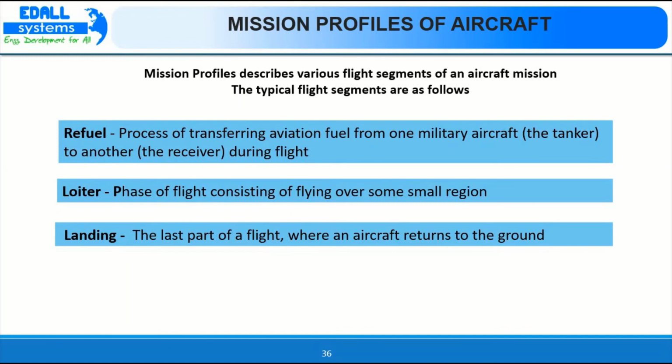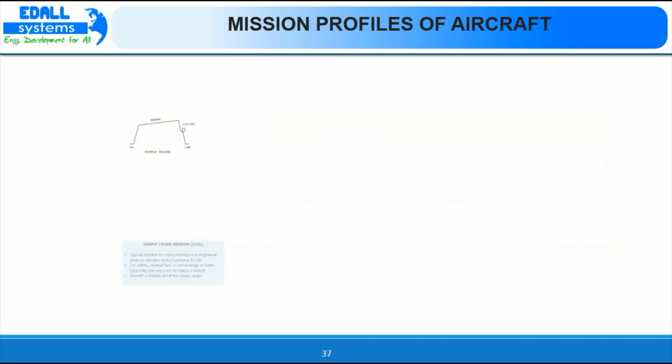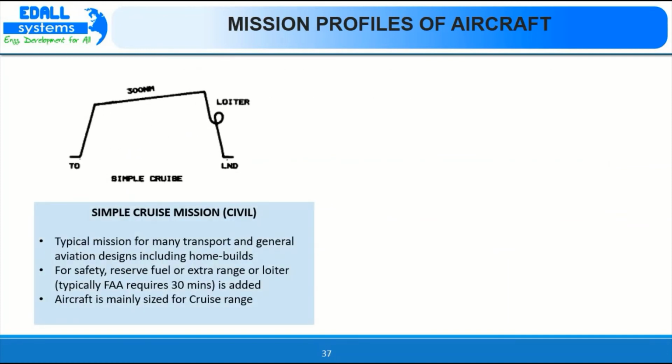Then we have the landing, that is the last part of a flight where an aircraft returns to the ground. So the aircraft has performed several activities and now after the descent and the loiter phase, it is coming back to the ground, that is, it is landing. So these are the complete flight segments for any mission profile. We'll see each of these, and we will see mission profiles for different kinds of aircraft as well. So the first one we will see is the simple cruise mission, that is for civil aircraft.